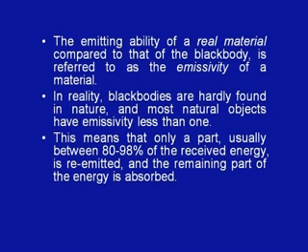The emitting ability of a real material compared to that of the black body is referred to as the emissivity of a material. In reality, black bodies are hardly found in nature, and most natural objects have emissivity less than 1. This means that only a part, usually between 80 to 98% of the received energy, is re-emitted, and the remaining part of the energy is absorbed.